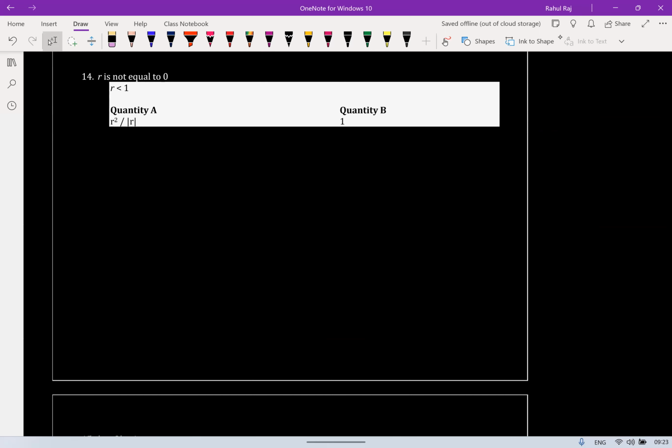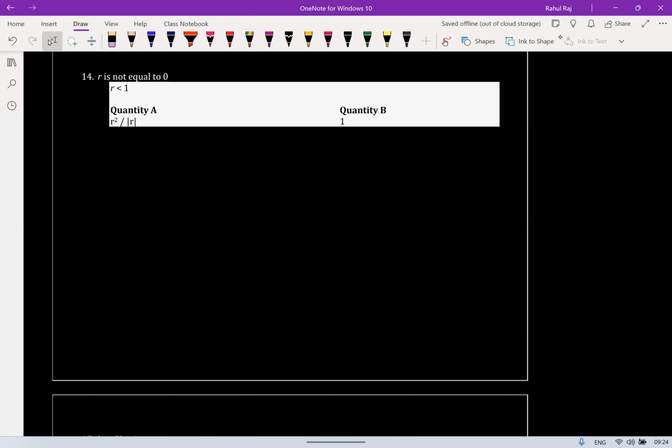So R is not equal to 0 and R is less than 1, is what we know. So two cases: R could be negative, or R could be between 0 and 1, right? Beautiful. So I tried both cases, one with R being negative, taking R as -1, and then tried the second case where R is between 0 and 1.